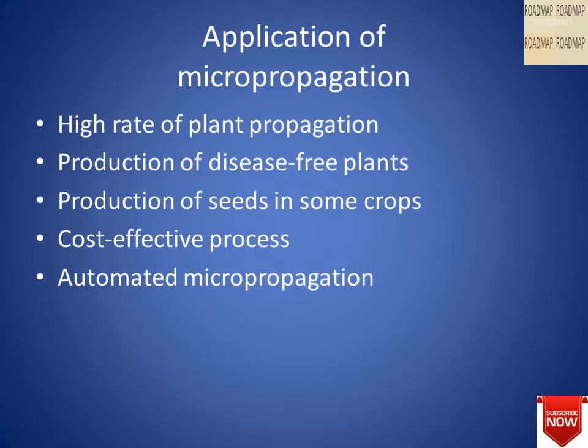Then the next one is automated micropropagation. Now it is also possible to automate micropropagation at various stages. Bioreactors have been set up at large scale for the multiplication of shoots and bulbs. So workers employ robots in place of laborers. We can use robots for micropropagation, which further reduces the production cost of the plants. So these are the applications of micropropagation.